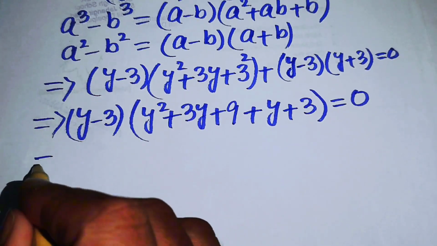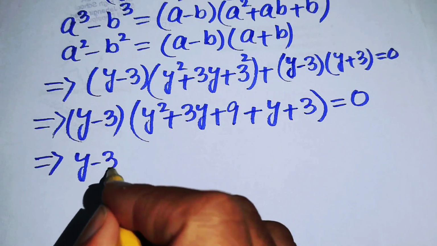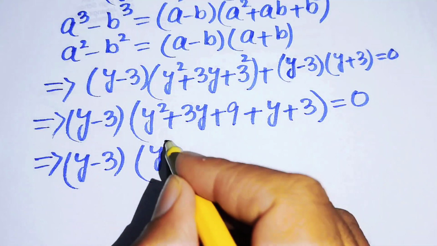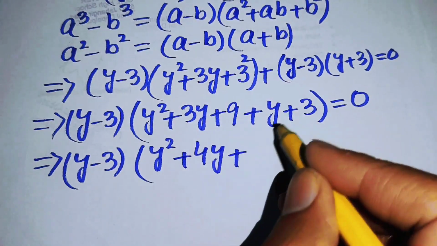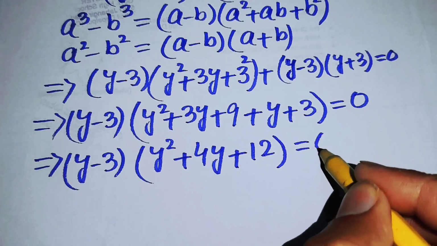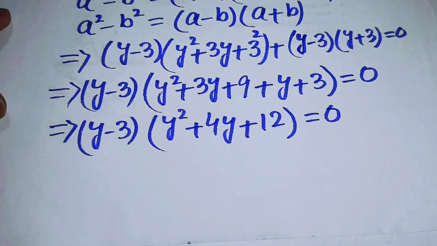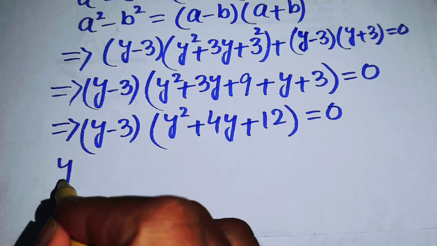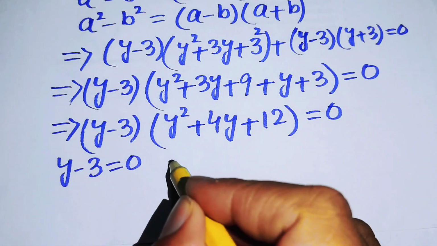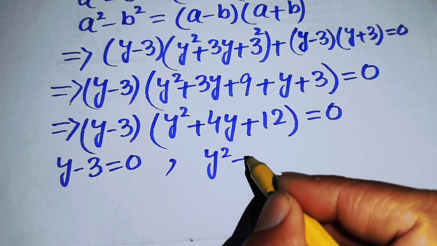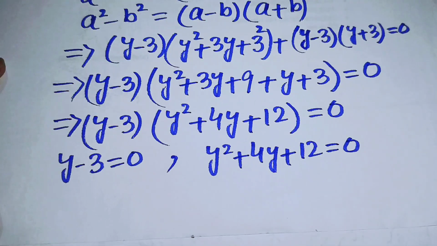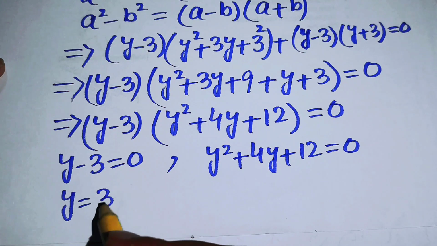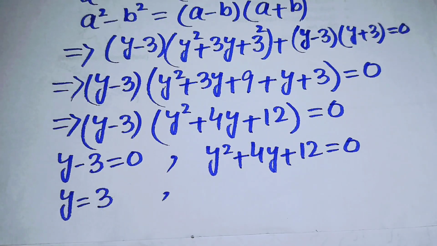Now we will make a little simplification here, and we get y minus 3 times y squared plus 3y plus y becomes 4y, and 9 plus 3 becomes 12, and this whole equation equals 0. So here we have two cases. The first case is we take y minus 3 equals 0, and the other case is we take y squared plus 4y plus 12 equals 0. In the first case you will easily get the value of y is 3.